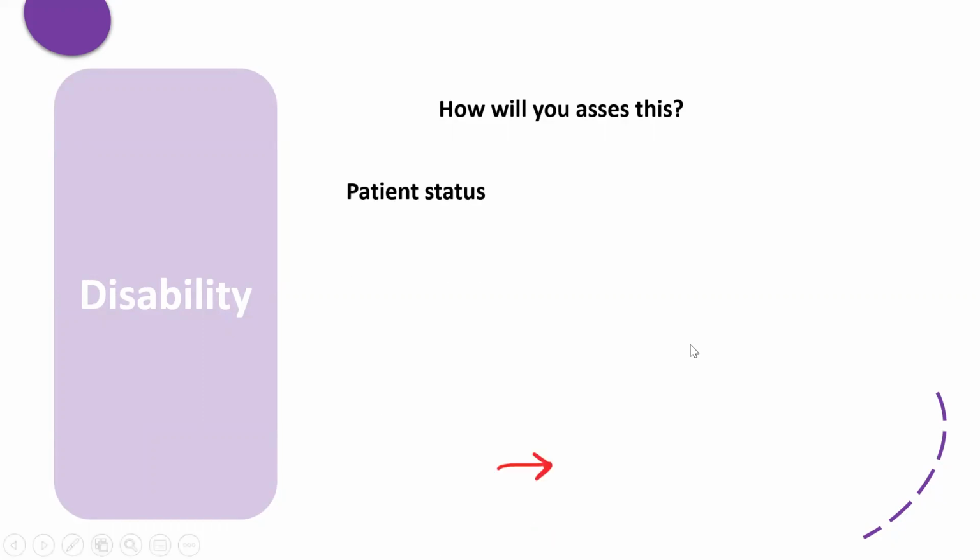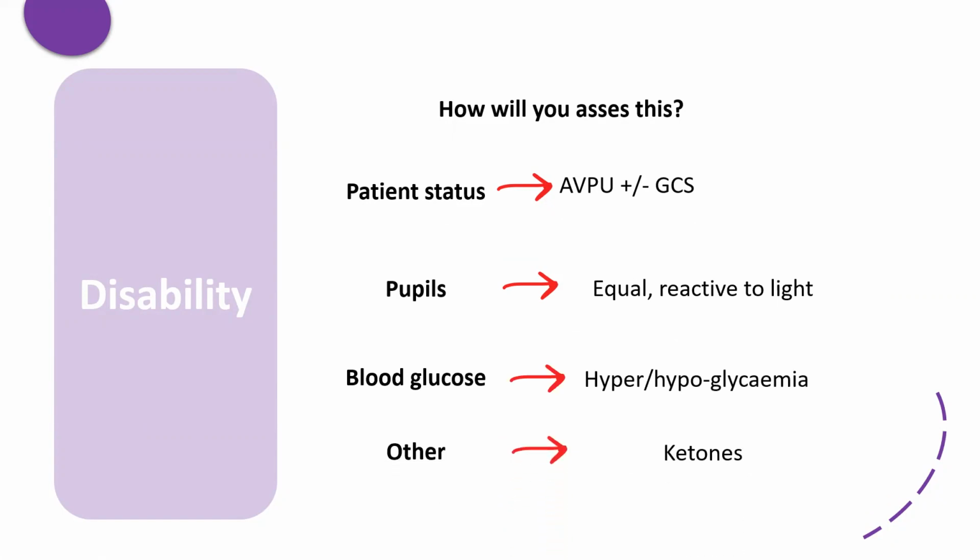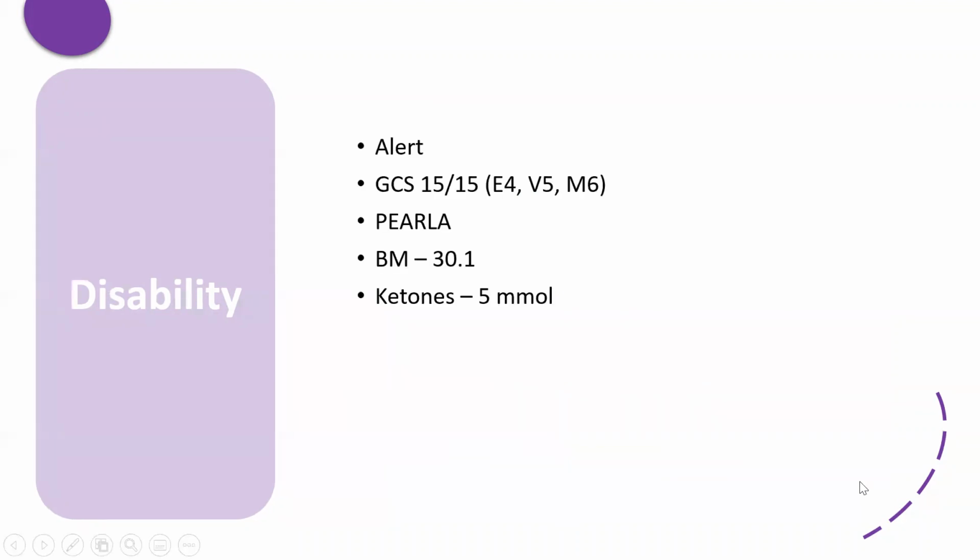So we are checking patient status. AVPU is usually the quickest one, and that's the one you usually go for. You can do GCS if you have a little more time and the patient's stable. Pupils equal and reactive to light, blood glucose for hypoglycemia and other things. In this case, particularly, you want to check the ketones as well. And if you're suspecting a neurological condition or pathology, then you can request CT and MRI and go down that route. So that would all come under this area.